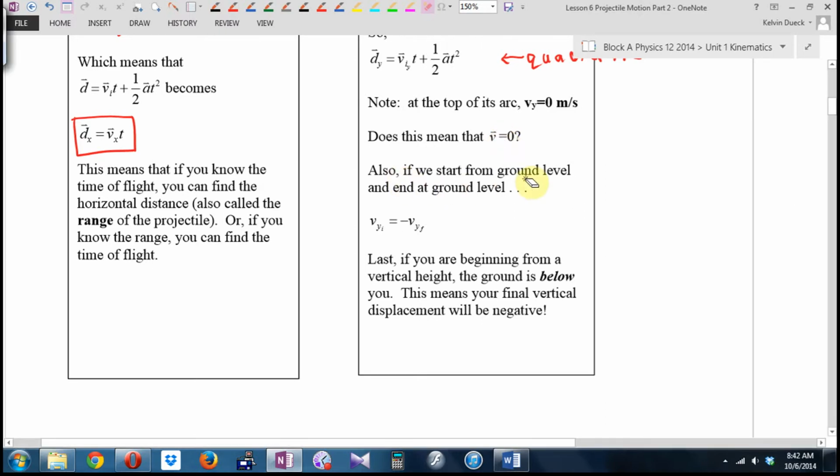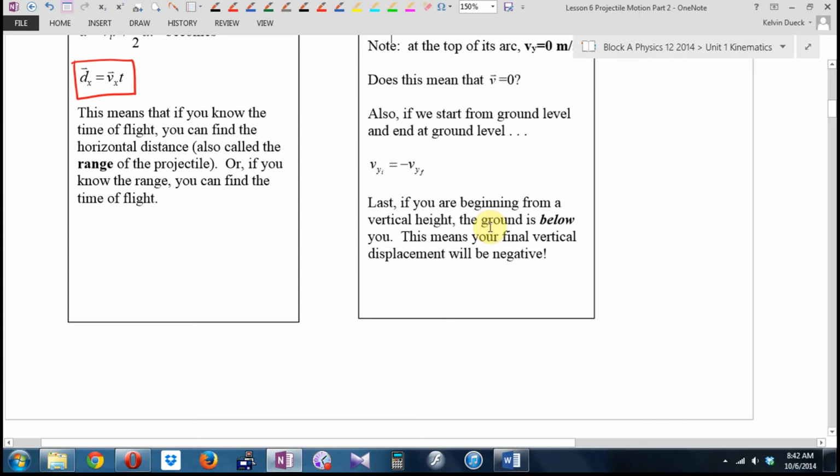Also, if we start from ground level and end at ground level, Vy initial equals negative Vy final. That's handy. What goes up must come down. Doesn't work on a cliff, does work on the ground. And last, if you're beginning from a vertical height, please remember that the ground is below you, and what that means is your vertical displacement is going to be negative.